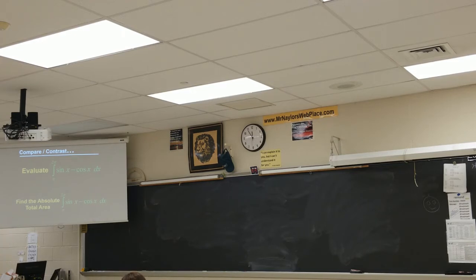But there's something different about the second one. It says to find the absolute total area. I'm putting a little emphasis. I put some extra words in there. Remember, the book never uses the word absolute, but I kind of wish they did. So what's different about that one?